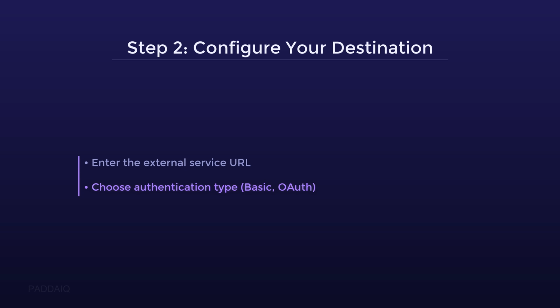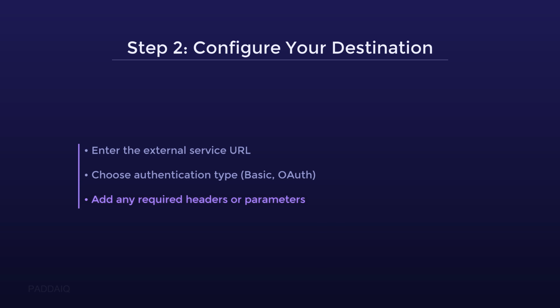Choose authentication type, basic, OAuth. This means selecting how your app proves its identity to access external services. For instance, use basic for quick testing with a username and password, or OAuth for more secure, token-based access in production. Always pick the method that matches your security requirements.